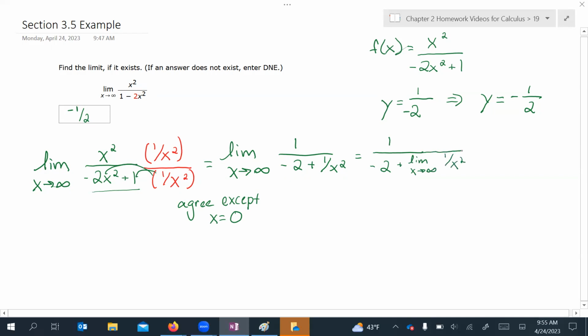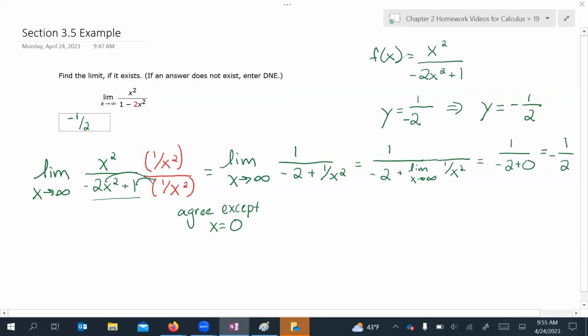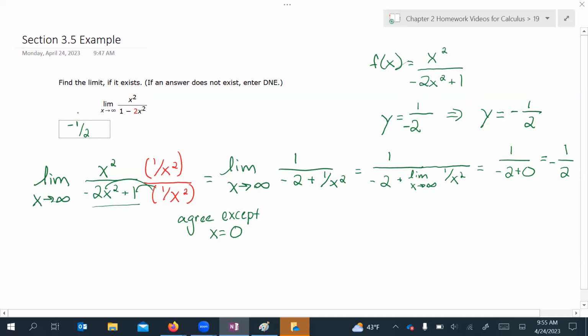Since 2 is a positive rational number, we can then conclude that the limit as x goes to infinity of 1 over x squared is going to be 0. So this is going to equal 1 over -2 plus 0, or -1/2, which again fits what we saw earlier.